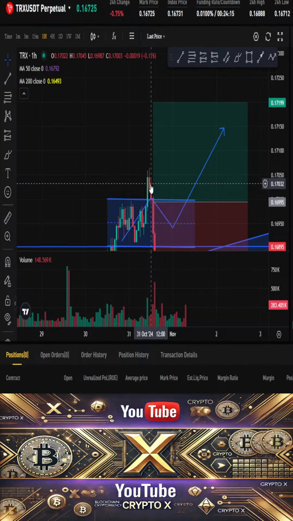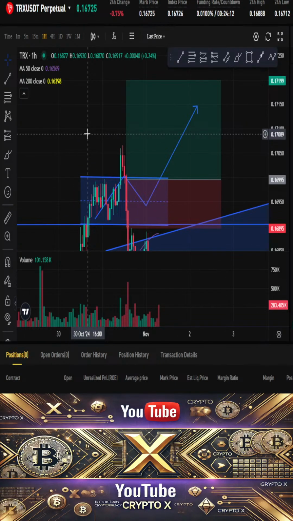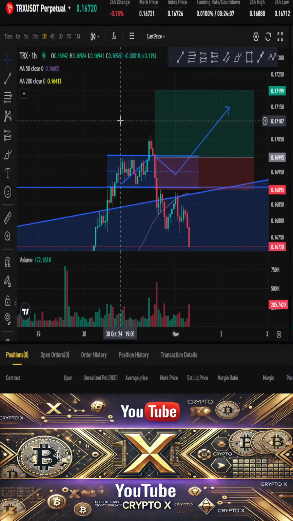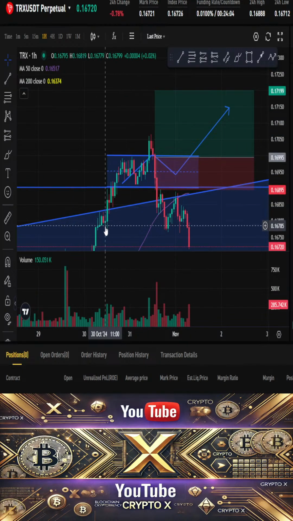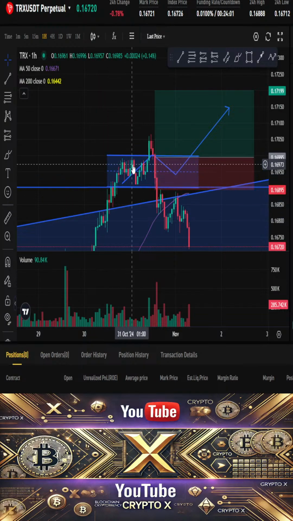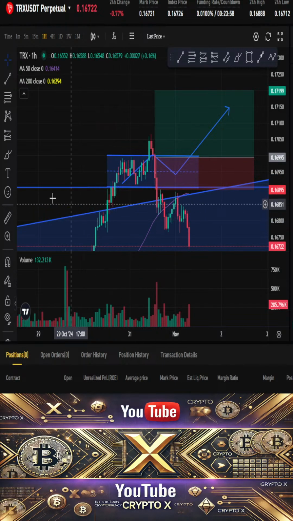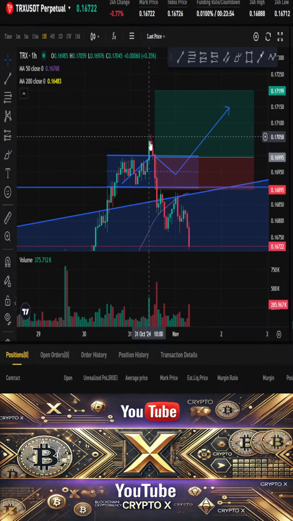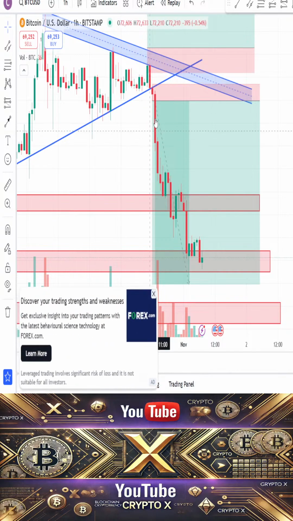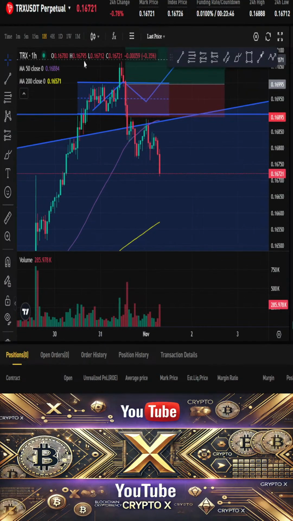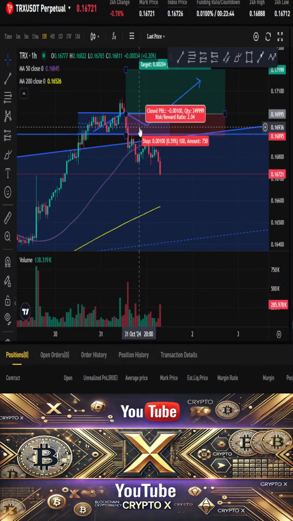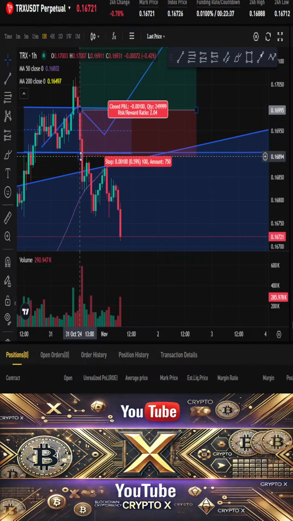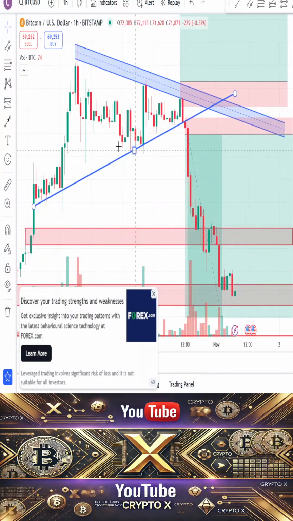Sometimes we have to follow the trend as well as the channel breakout. Mainly the channel here: TRX was moving in a channel for hours, for a whole day. Then after that it broke out, it might go upside, but because of BTC dominance, it went downside, so we hit our SL. For channels, it's a little bit different from patterns.